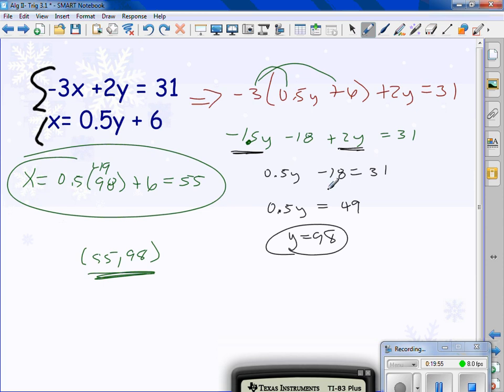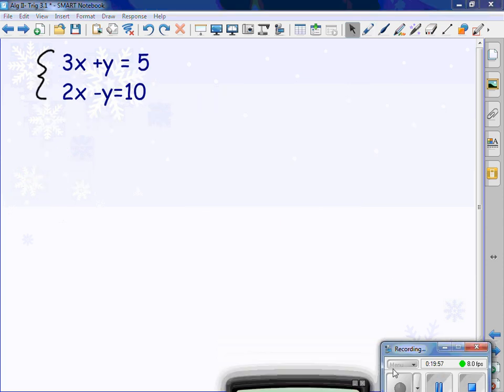Here's this next problem. I have 3x plus y equals 5, and 2x minus y equals 10. Just write it down first. Now, I'm not going to graph this. I'm going to show you substitution.